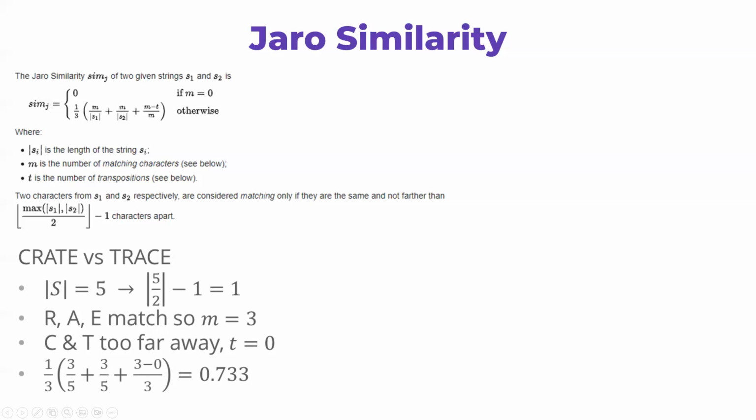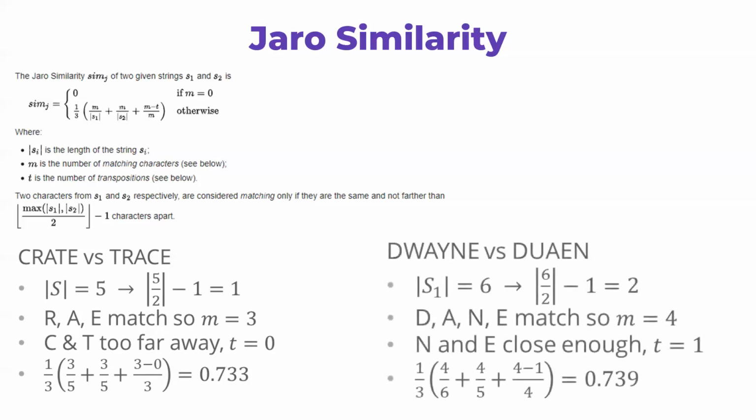So now let's look at another use case. Here we have 2 spellings of Dwayne. And here the first string is the longer of the 2. So we'll be taking the length of that string, which is 6, divided by 2 minus 1, which gives us a value of 2. So here we can see that D, A, N, and E match.